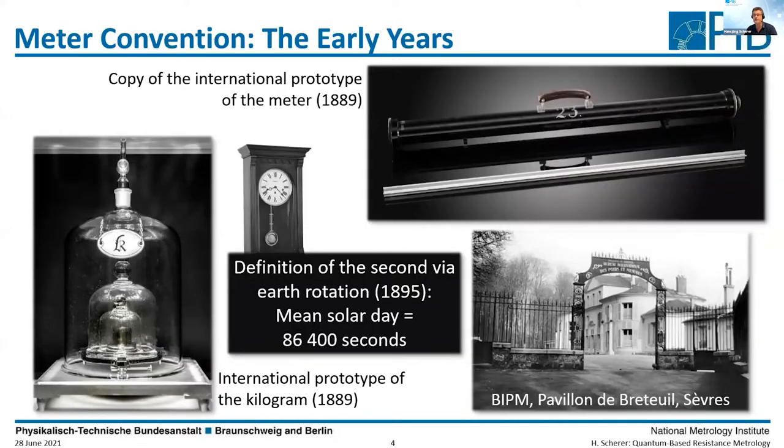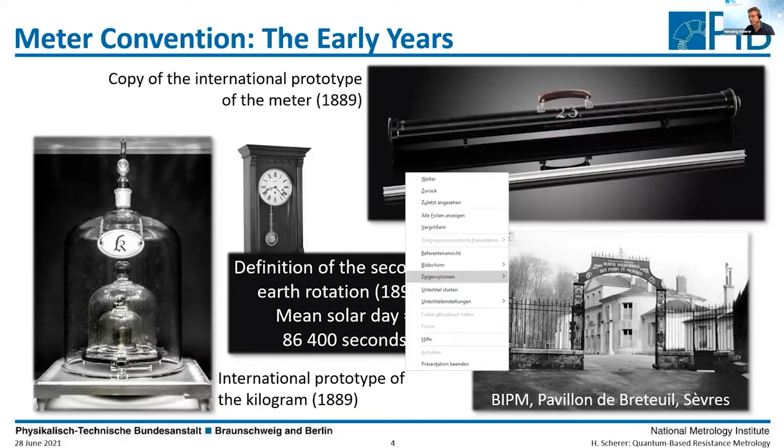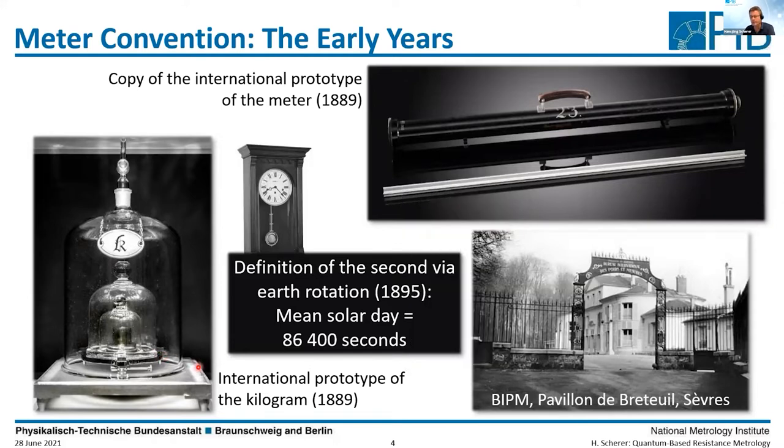So in the early years of the meter convention, things were rather primitive compared with modern times. And here you see some pictures from these old times. For instance, on the top right, you see the copy of the international prototype of the meter. Then in the bottom left side, let me just change this to a laser pointer, the international prototype of the kilogram. And I come back to this later.